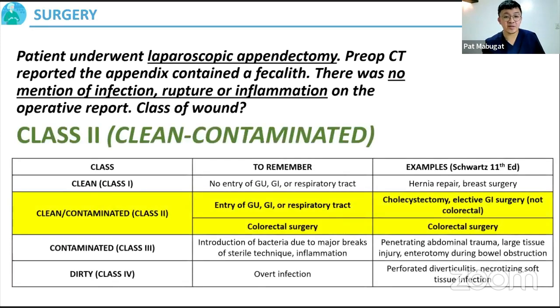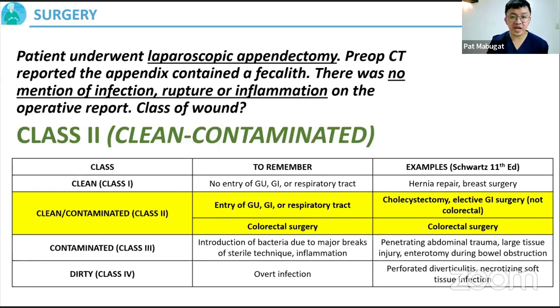So we have a table right here, clean, contaminated, and dirty. Okay. Just to go over this very effectively, I'm going to discuss this table right now. For clean, there is no entry into the genitourinary, GI, or respiratory tract. So you don't enter anything hollow, right? So hernia repair, just open skin, you don't enter anything, you push it back in, it's clean, it's class 1. Breast surgery, just remove the breast, that's class 1.